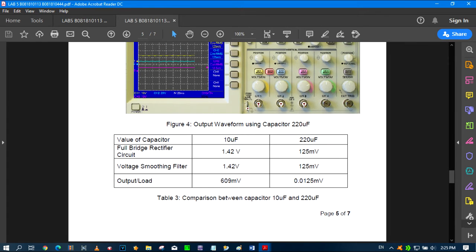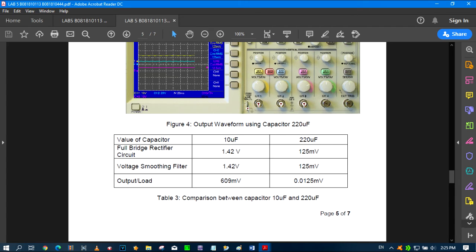Based on the table, as we increase the value of the capacitor at the smoothing filter from 10 microfarad to 220 microfarad, the ripple voltage decreases from 1.42 volts to 125 millivolts. We can also see the effect it has on the rectified output waveform.